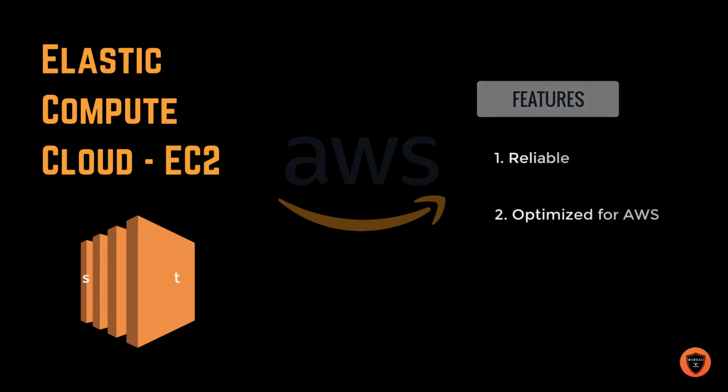Third feature of EC2 is that it is secure. Amazon EC2 works in Amazon Virtual Private Cloud to provide a secure and robust network to resources.